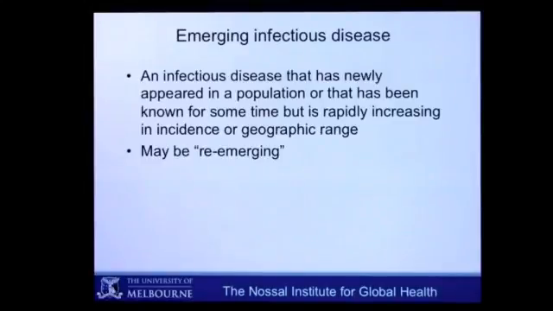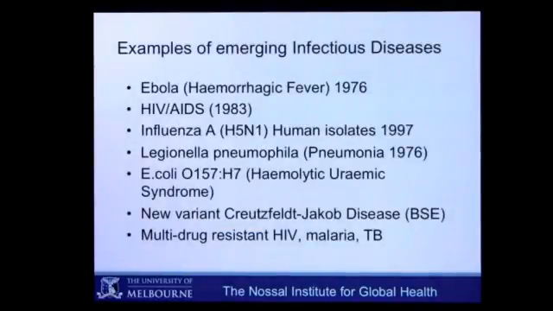Maybe re-emerging, such as emergence of resistant tuberculosis or malaria, or emergence of resistance to HIV, as some examples. So these are ones that have emerged recently, and in each case one can imagine that these are a disturbance of that host, pathogen and environment.